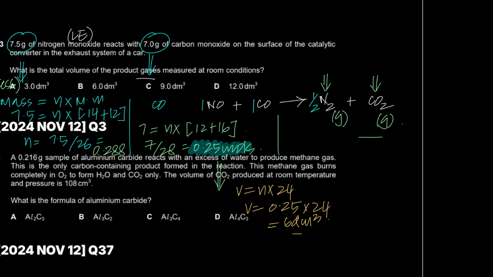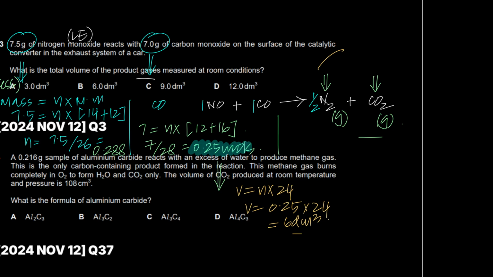Do you know why I converted into volume? Because you'll realize, sir, you have taught us this: why not do stoichiometry? I have the moles of nitrogen monoxide. I will then find out the moles of nitrogen, and then the moles of carbon dioxide, and then convert both of these moles into volumes. You could do that, absolutely.